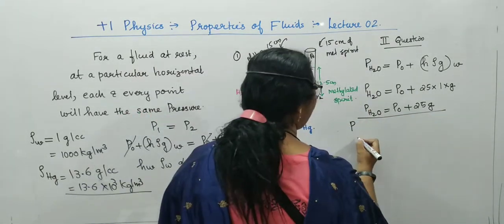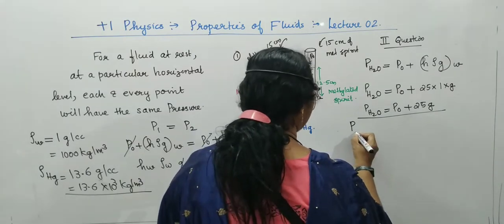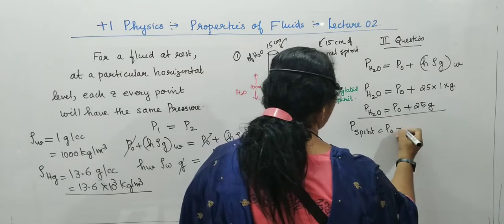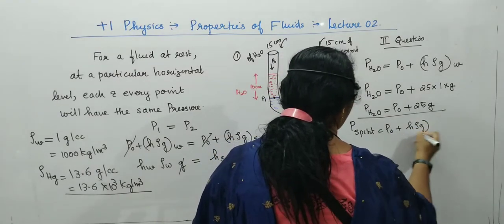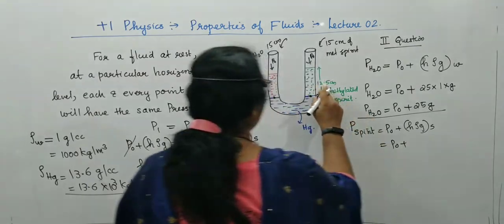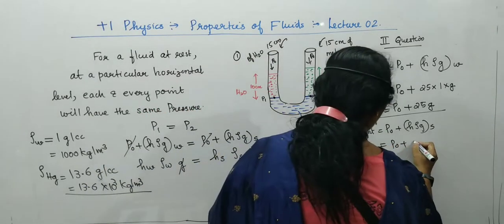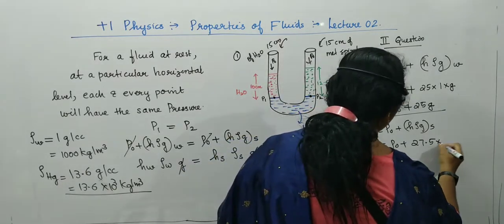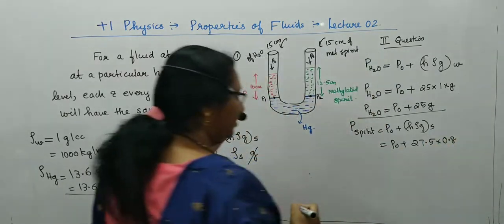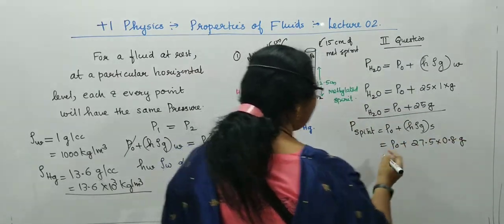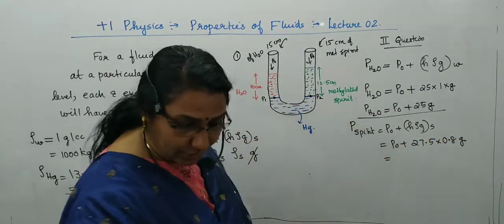Now, what is the pressure provided by the methylated spirit? It is also P0 plus h rho g of spirit. P0 plus height 12.5 plus 15, that is 27.5, correct? Into, we found the specific gravity of spirit as 0.8, into g. So, what is the value of 27.5 into 0.8?